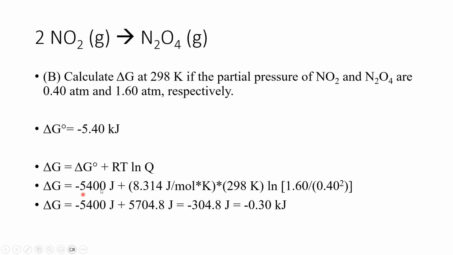But when we go through, delta G of the standard reaction is negative 5,400 joules. And then the RT ln Q piece of it comes out to positive 5,704.8. So when we combine those, we get a little bit larger than negative 300. And then just paying attention to the sig figs, since we only had 2 sig figs in our pressure for the NO2, we just want 2 sig figs in our answer. So you could round this down to 300 joules, or we could convert it to negative 0.30 kilojoules. But in this case, we're going to see that the reaction is still spontaneous because we still have that negative delta G.